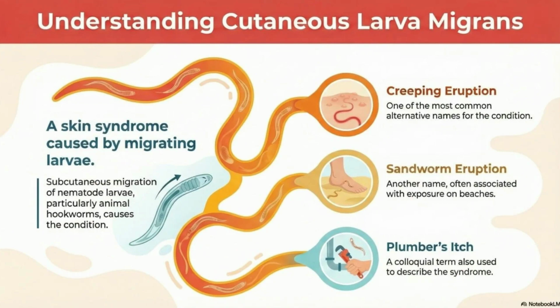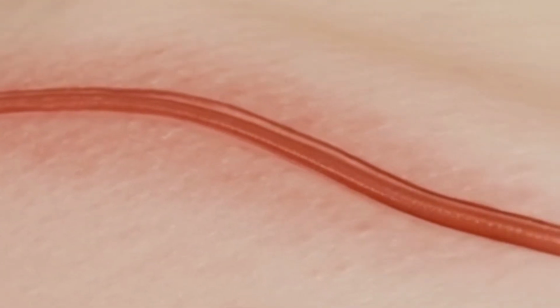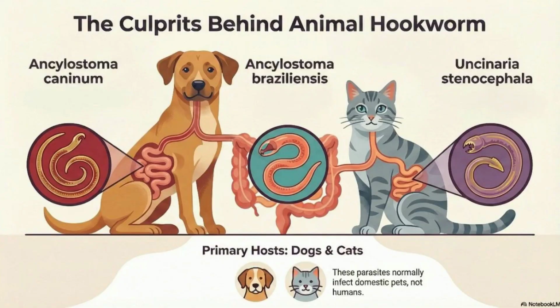Let's begin with cutaneous larva migrans, the more visually striking form. Cutaneous larva migrans is a clinically and parasitologically defined syndrome caused by subcutaneous migration of nematode larvae, particularly animal hookworms. It is also commonly known as creeping eruption, sandworm eruption, plumber's itch, and also hookworm-related cutaneous larva migrans. Cutaneous larva migrans is defined as a skin infection caused by larvae migrating within the epidermis. The most common causative agents are animal hookworms, especially Ancylostoma caninum, Ancylostoma braziliense, and Uncinaria stenocephala.